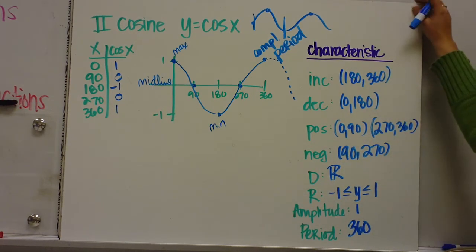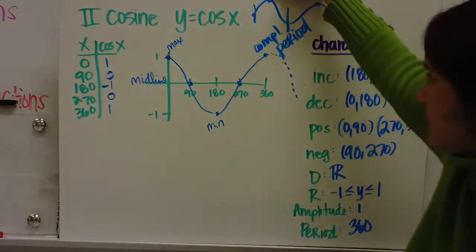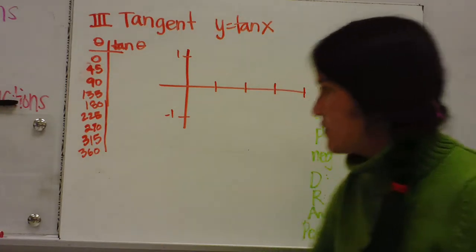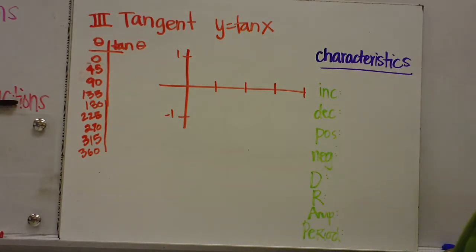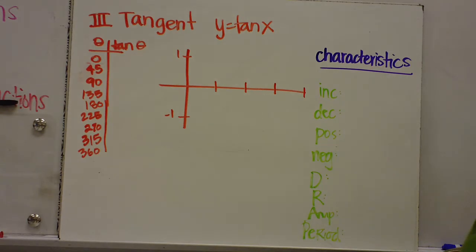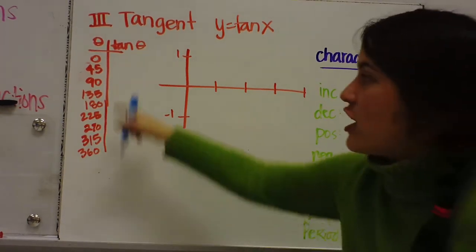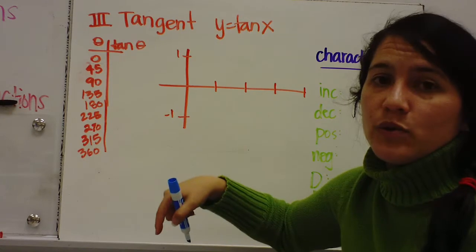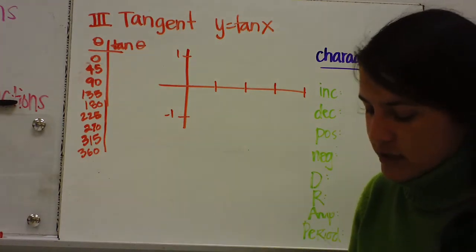Okay. Next would be the tangent function. Alright, so you copy these down. Same thing: a t-chart, a graph, and characteristics. Now the tangent function, I put more values in that t-chart, and you'll see why.